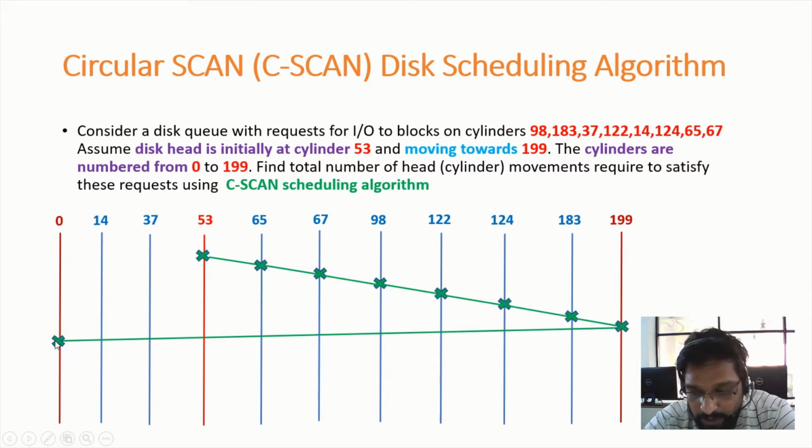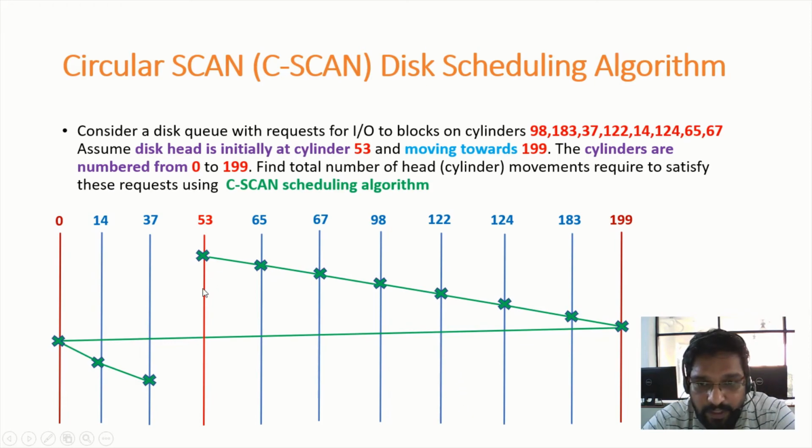So from cylinder number 0, we are going to satisfy the corresponding requests, right? So the diskette from cylinder number 0 will move to cylinder number 14, and then from cylinder number 14 it will move to cylinder number 37, right? So since we have satisfied all the requests, now we need to find the total number of head movements.